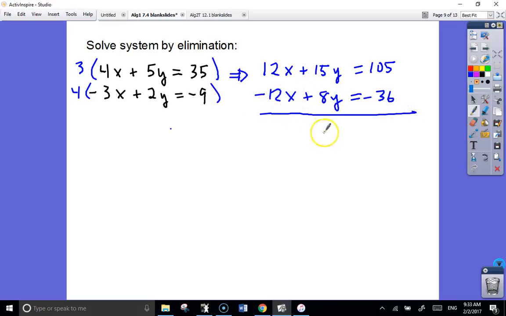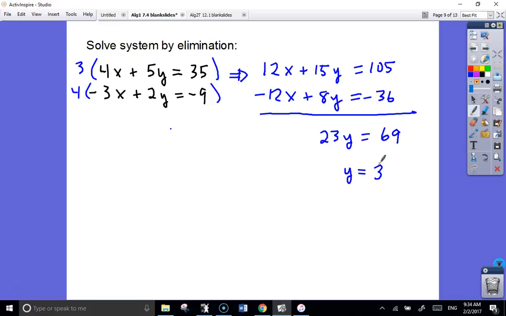So we do that. We're going to get 23y equals, what's 105 minus 36? Somebody with a calculator? 69? Divide by 23. What's 69 divided by 23? 3. It actually works out. That really tells you you're probably on track.